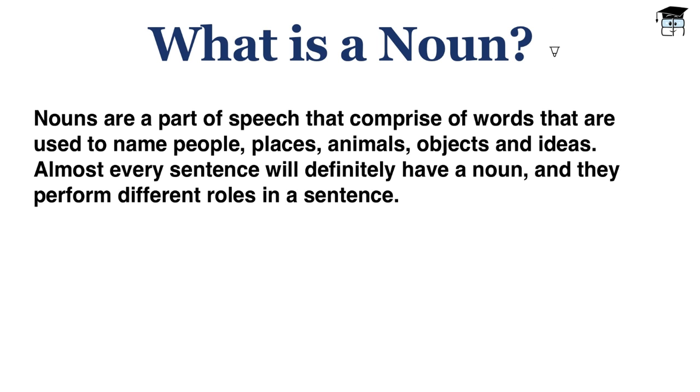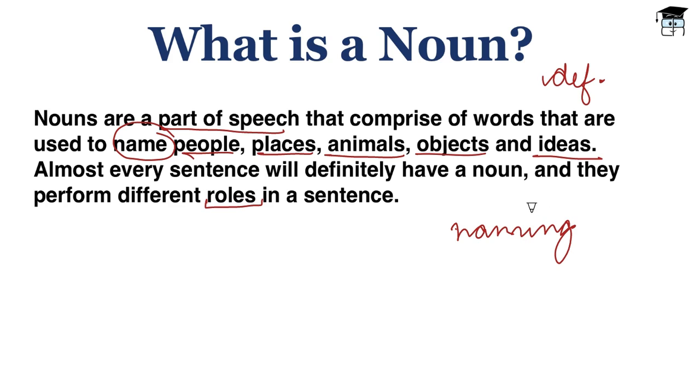Okay. Now let us jump on to the definition of nouns. What are nouns? Nouns are parts of speech that comprise words that are used to name people, places, animals, objects and ideas. Almost every sentence will definitely have a noun and they perform different roles in a sentence. Okay, now from this definition it is quite clear that we are talking about naming of these people, places, animals, objects and ideas.